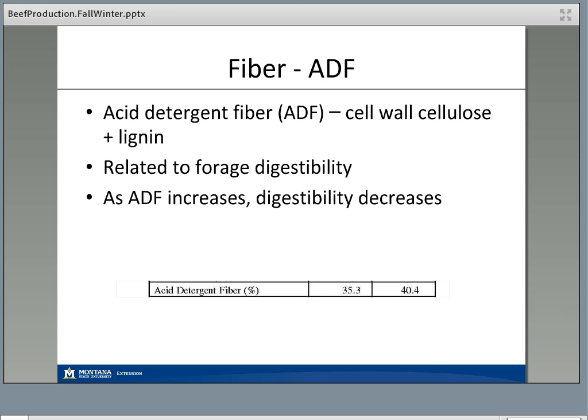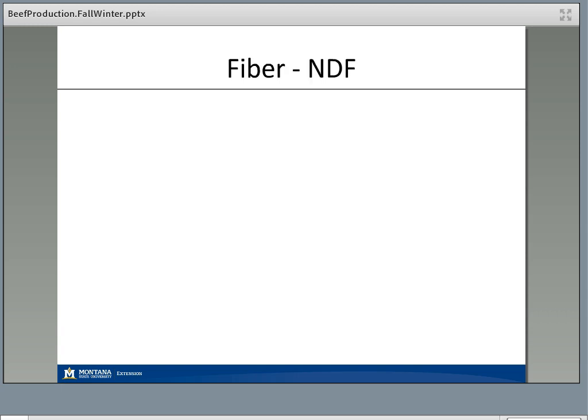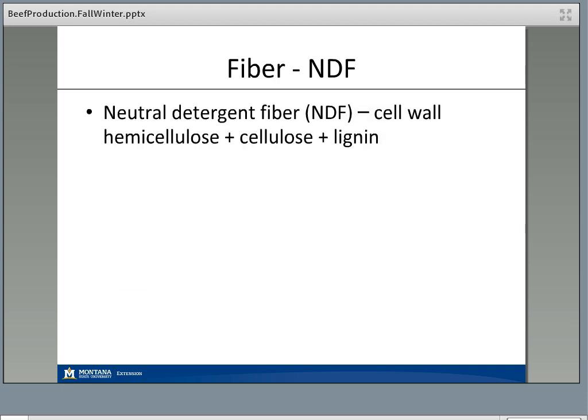Now another fiber component that we can measure is called neutral detergent fiber, and while it was not on this particular sample, it's an important component of forage analysis as well. And so in an NDF analysis, we have that same soapy solution, but instead of it being acidic, it's about pH of 7 or neutral. And so this washes away the cell solubles, but what's left behind are the hemicellulose, cellulose, and lignin. So the main difference between ADF and NDF is that NDF still contains hemicellulose and ADF does not.